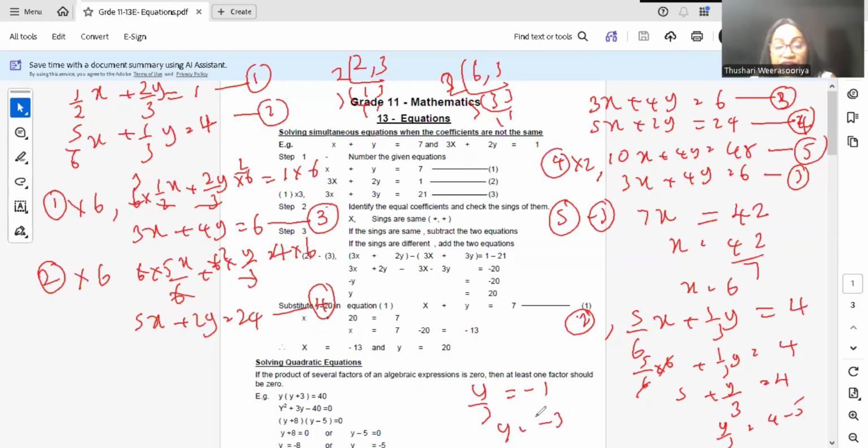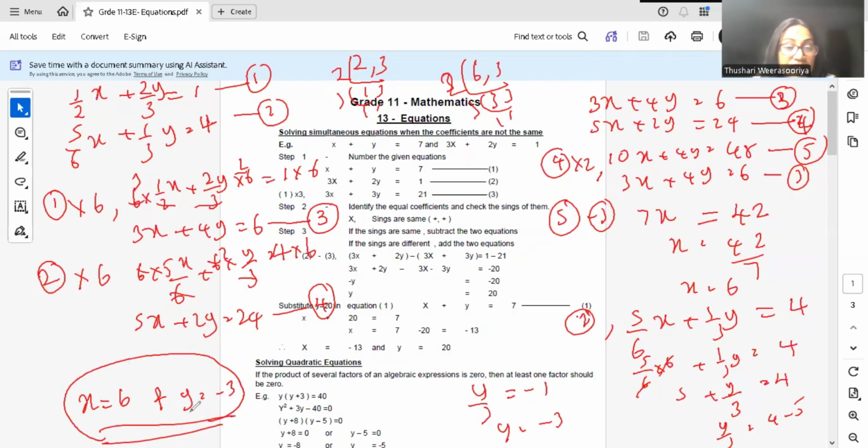Now you have got two answers. Finally, you have to write them all together, right? For this, an extra mark is given in the exam. x equals 2 and y equals minus 3, right? Both answers, you write all together. Then only you get the extra 1 mark. I assume you can understand the grade 11 simultaneous equations. Okay? A complete question comes from simultaneous equations for the O-level.